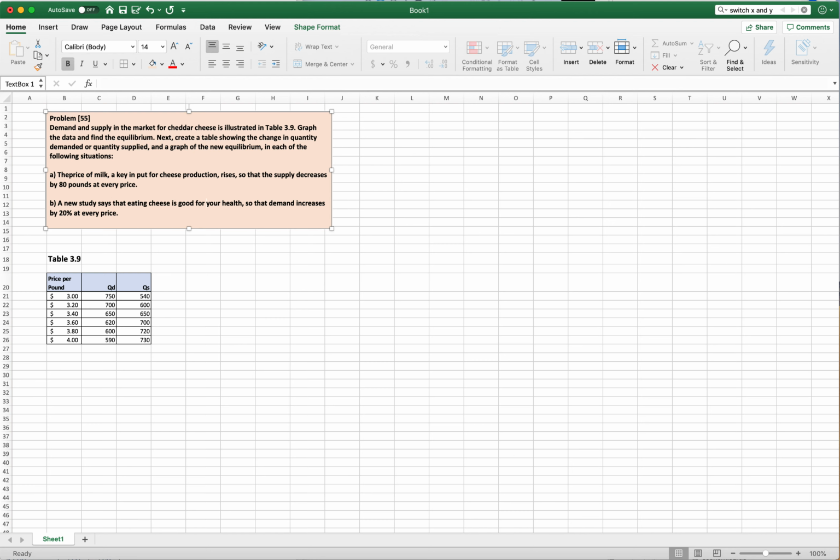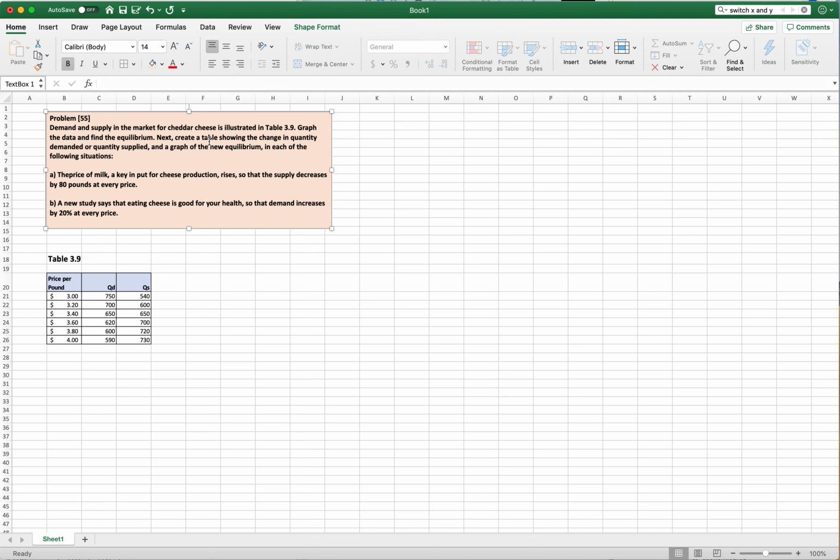Professor Gabor. Today I want to talk about how to draw supply and demand curves in Excel. This is a problem that was in Homework 3 in undergraduate microeconomics class. Demand and supply in the market for cheddar cheese is illustrated in table 3.9, which is right here.